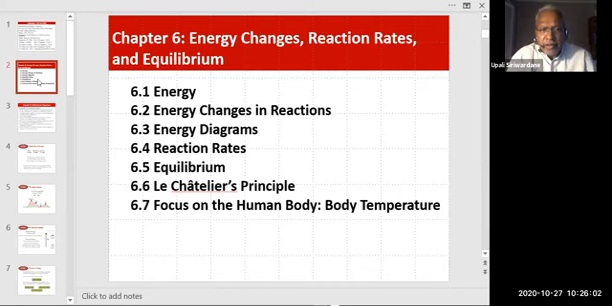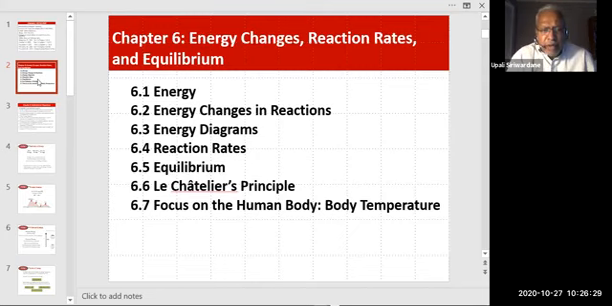There are 3 sections. First, energy. Energy is an important part of our daily lives. We need to know more about energy changes and how they come from chemical reactions. We need to draw energy diagrams to explain exothermic and endothermic reactions.